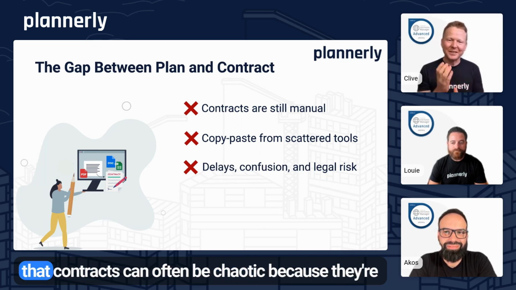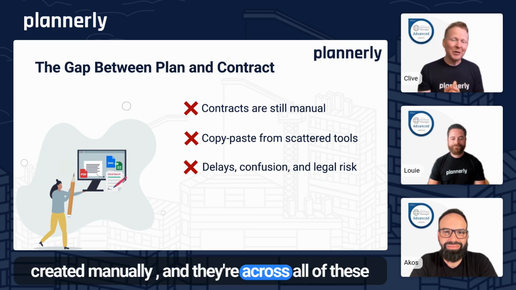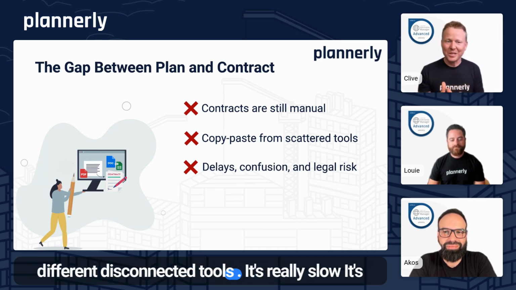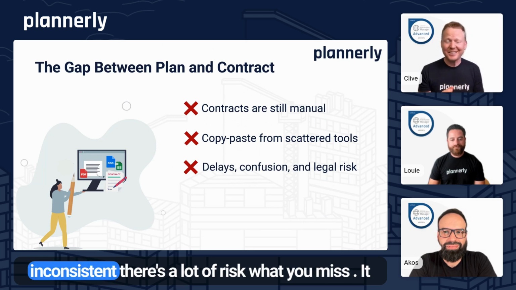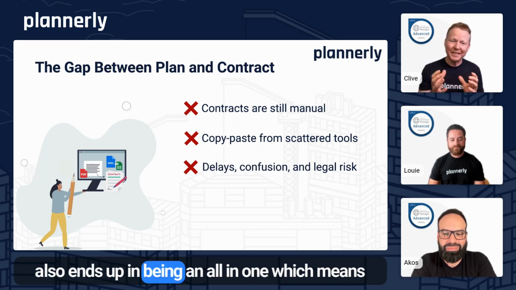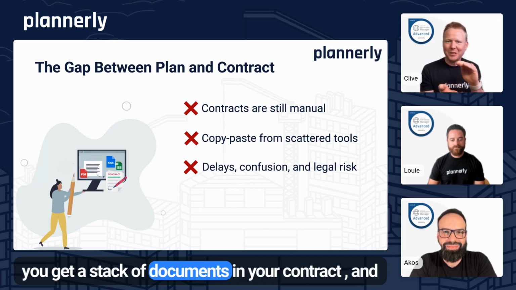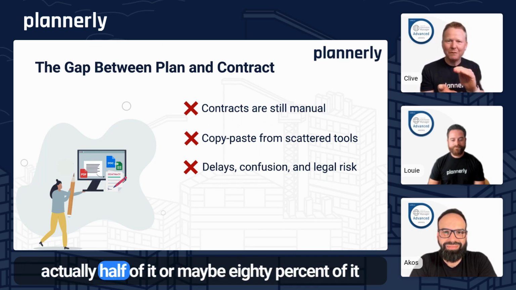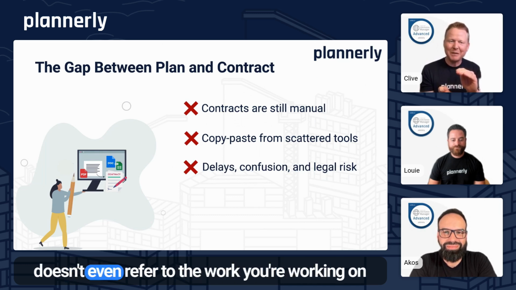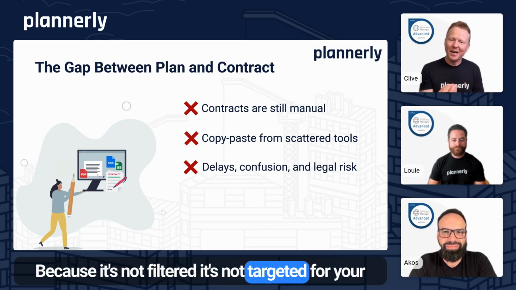And the truth is that contracts can often be chaotic because they're created manually and across all of these different disconnected tools. It's really slow. It's inconsistent. There's a lot of risk. What do you miss? It also ends up being an all-in-one, which means you get a stack of documents in your contract, and actually half of it, or maybe 80% of it, doesn't even refer to the work you're working on, because it's not filtered, it's not targeted for your scope.